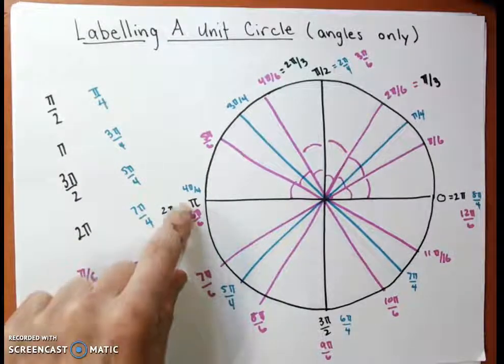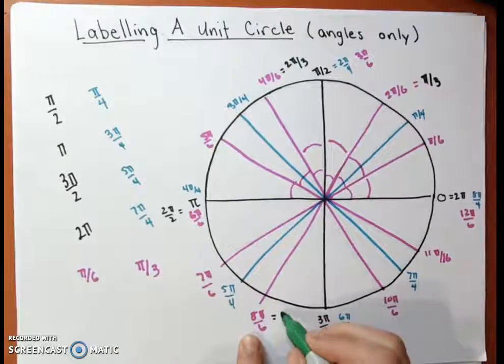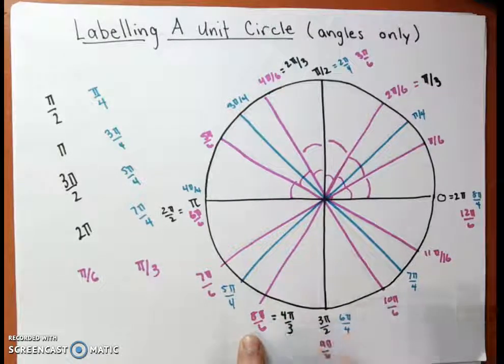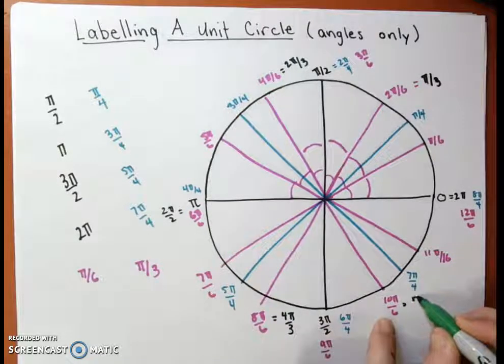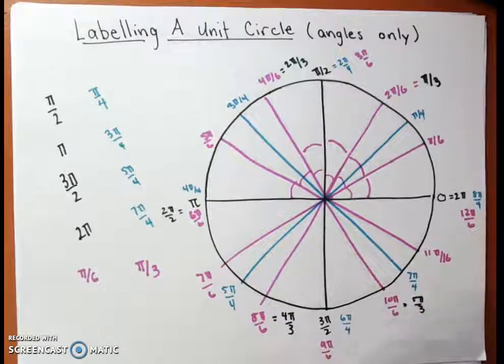6 pi over 6 is pi. 7 pi over 6 doesn't simplify. 8 pi over 6, though, becomes 4 pi over 3. 10 pi over 6 is 5 pi over 3. 11 pi over 6 doesn't simplify, and 12 pi over 6 brings us back to 2 pi.